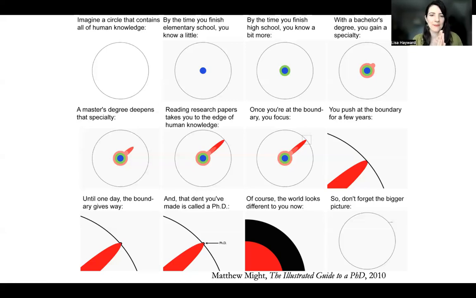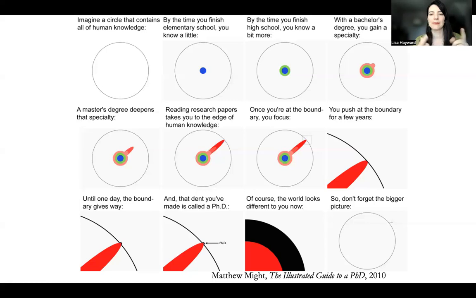And that's what you do with your PhD. You've contributed something to what it is that we know about the world. So in the course of this, you've narrowed your focus. The world looks different to you because it's just that little bit of interface there between the red and the black. But it's important not to forget the bigger picture.